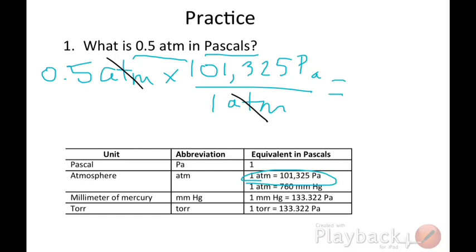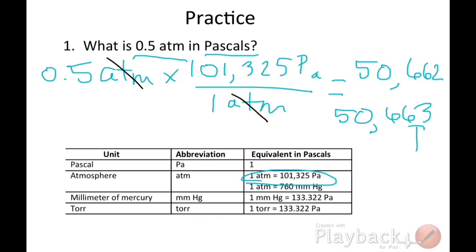And we get 50,662.5. I don't have room for my 0.5. You could add the 0.5. You could also round this 2 up to 3. We should probably do that. Let's round to a whole number. 50,663 pascals. There you go.